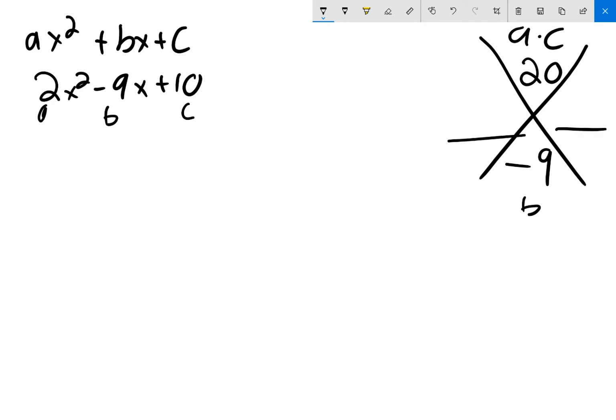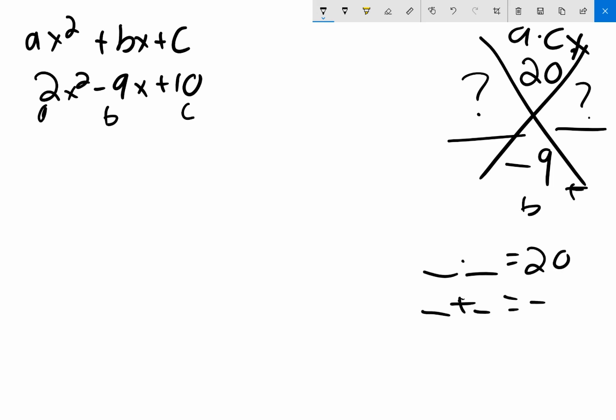So again, you have to solve the puzzle. What two numbers will multiply to make this 20, and add to negative 9? So what two numbers multiply to make 20? The same two numbers add to make negative 9.